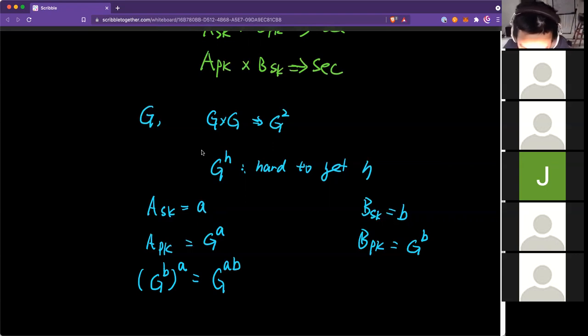Same for Bob. Bob knows his secret key, and he also knows Alice's public key, which is G to the power of A. He just uses it and does the exponentiation with B, so you will get G to the power of AB. Boom. I think that explains everything.